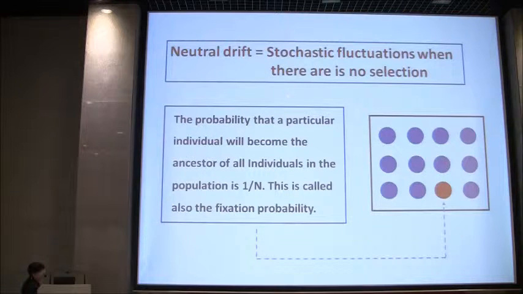In neutral drift, stochastic fluctuations when there is no selection, the probability that a particular individual will become the ancestor of all individuals in the population is 1 over N. This is also called the fixation probability.